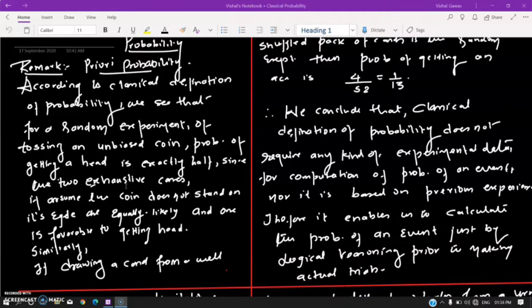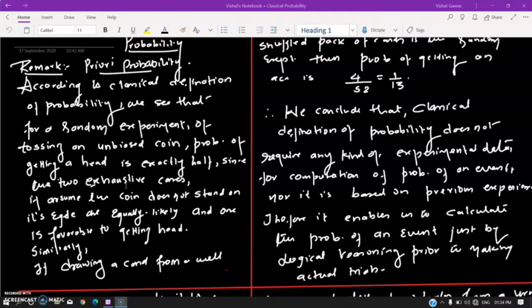It's called mathematical probability, experimental probability, or also called a priori probability, and so on. What does it mean? If you look at the definition of classical probability, it's the number of outcomes favorable to an event upon the total number of outcomes, right? That's the classical definition of probability of a random experiment.